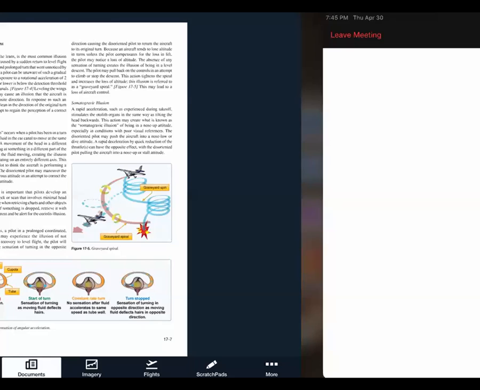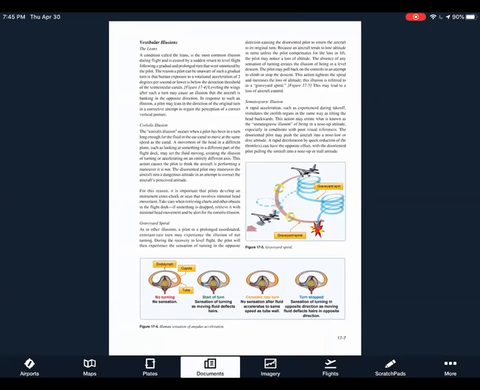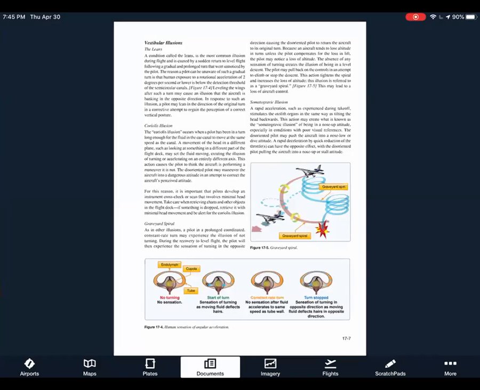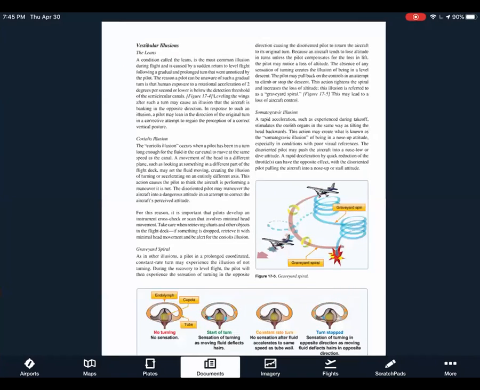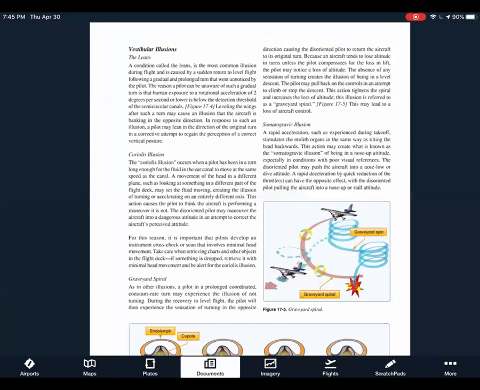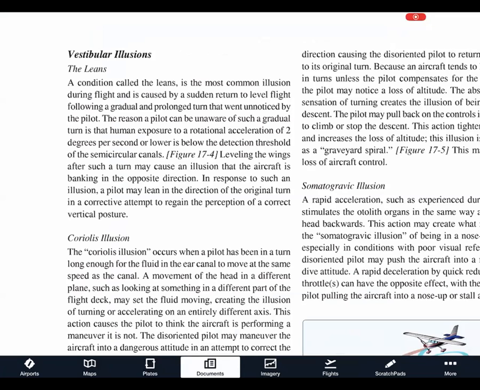Okay, hopefully that did it. All right, so as we were saying with the leans, the idea is basically for one reason or another, the fluid in that semicircular canal is stable. It's not deflecting the hairs. And so in that situation, even though you're in a turn, your vestibular system is telling you you're level. And so when you level the wings because you recognize you've deviated on your heading, suddenly you feel like you're banked in the opposite direction.